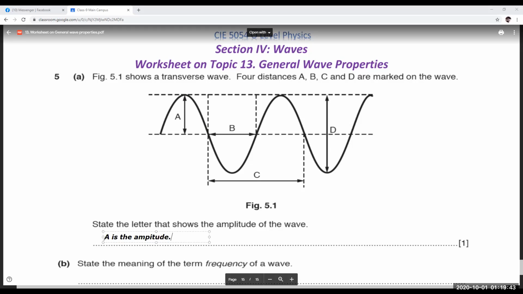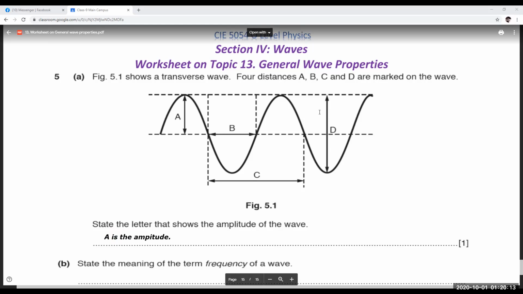I think wavelength is C or B, sir. Yes, here C is wavelength. And B is half of the wavelength. What is oscillation, sir? If it was from A to B, sir? Oscillation means one crest and one trough. That is a complete oscillation. Okay, sir.